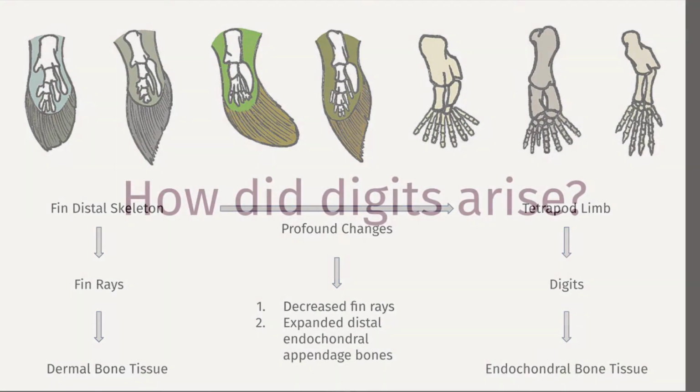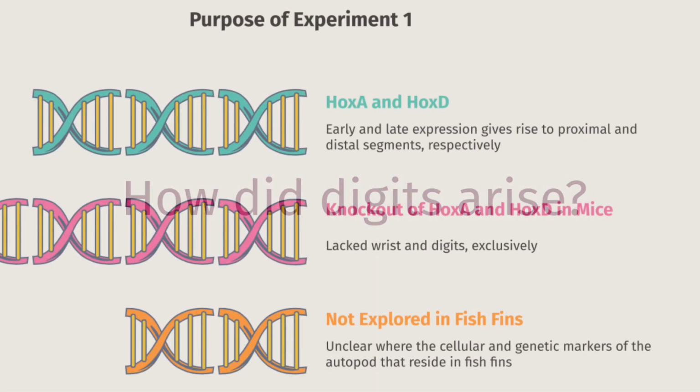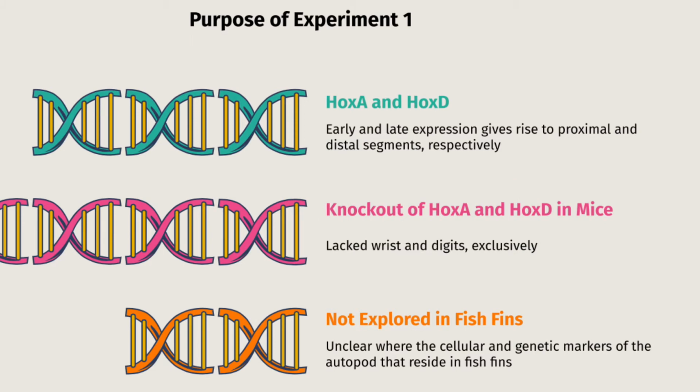So the authors wanted to begin by looking at how digits arose in the first place. From previous knowledge, we know that Hox A and Hox D enhancers of late and early phase expressions give rise to proximal and distal segments, respectively. They showed this through knockout experiments of those Hox genes in mice, and that resulted in the lacking of wrists and digits exclusively.